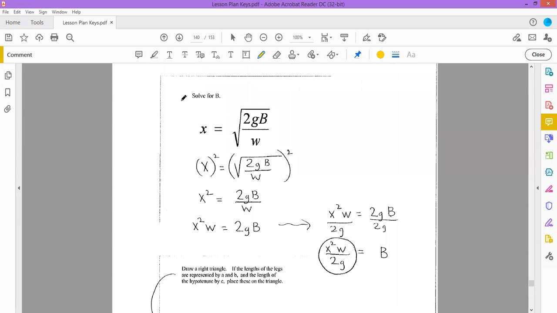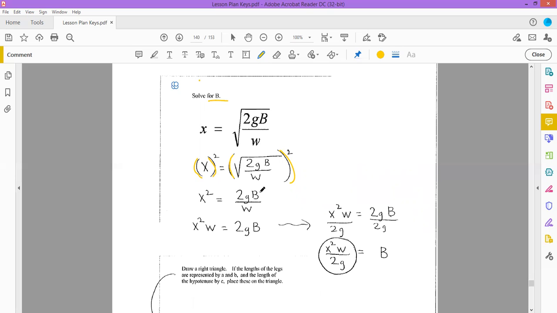All right, in this next example, we're solving for b. So we need to remove this square root symbol. So we're going to square both sides of this equation first. Now when we do that, we get x squared on the left side. On the right side, we just remove that square root symbol. We get 2gb divided by w.